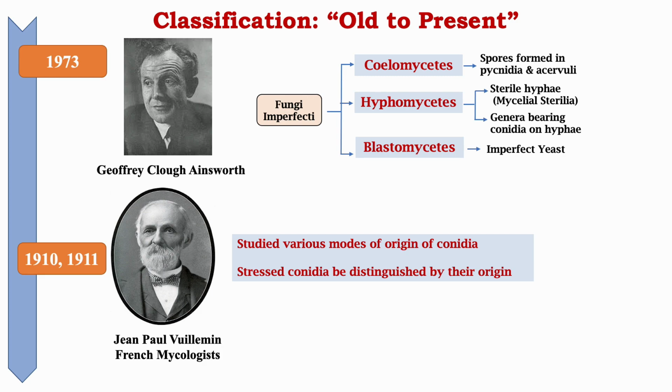During 1910 and 1911, Jean-Paul Vuillemin, who was a French mycologist, studied various modes of origin of the conidia, and he stressed that conidia be distinguished by their origin, and the conidia are always borne on conidiomata. That means these are specialized conidia-bearing structures and include acervulus, pycnidium, sporodochium as well as synnemata.